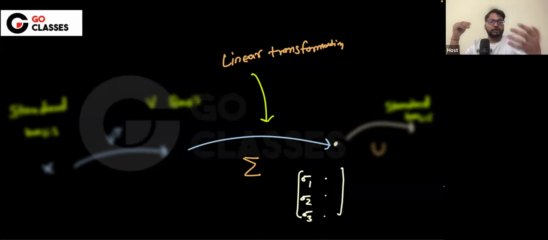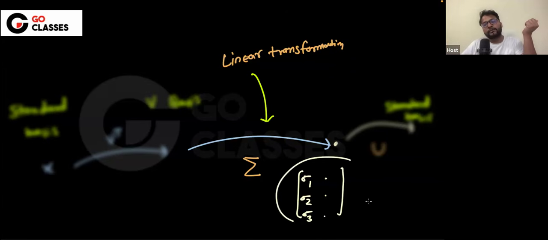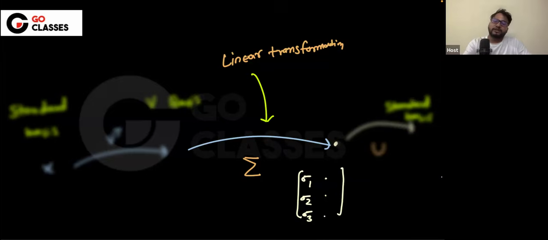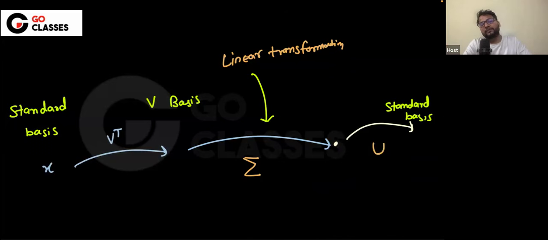Whatever vector you have, you just see this vector with respect to the basis b, and then you will get to know that this vector is actually getting multiplied with sigma 1, sigma 2, sigma 3, and whatever you are getting is in the basis u. But yes, you can definitely convert it to the standard basis. So basically, this is the whole story of what any matrix is doing to any vector.